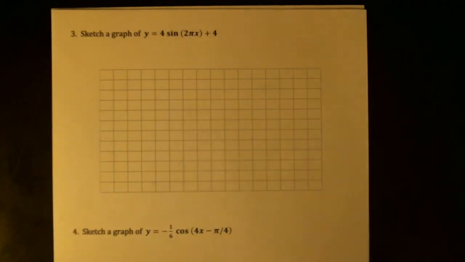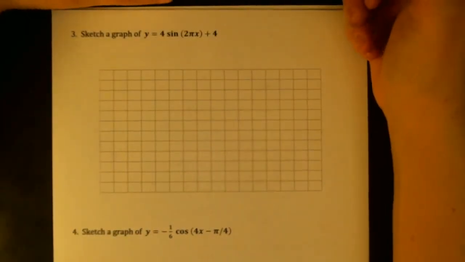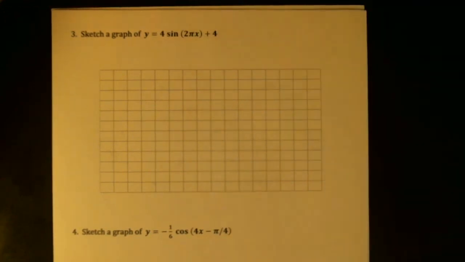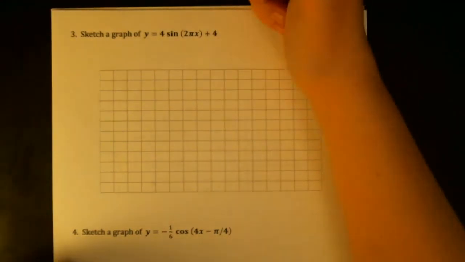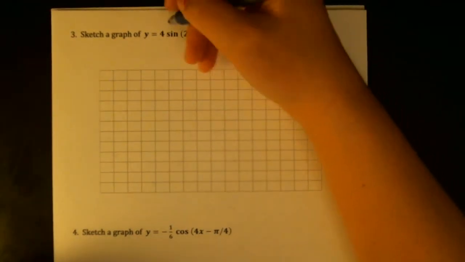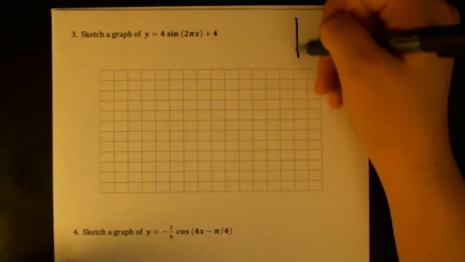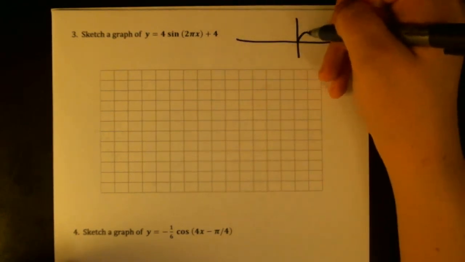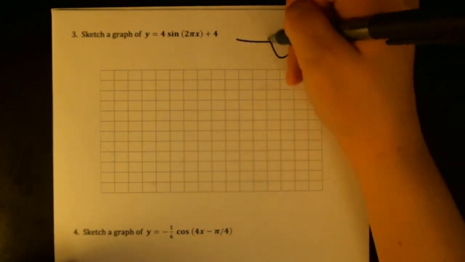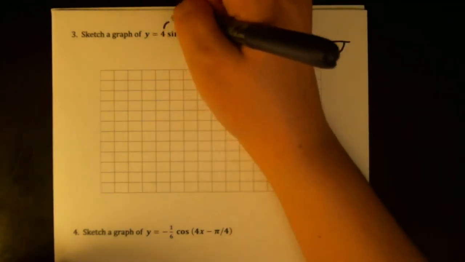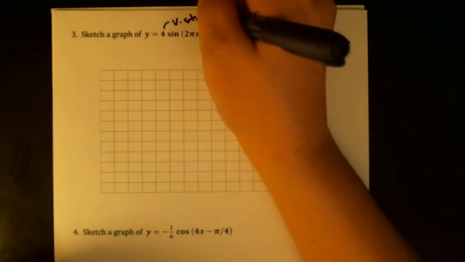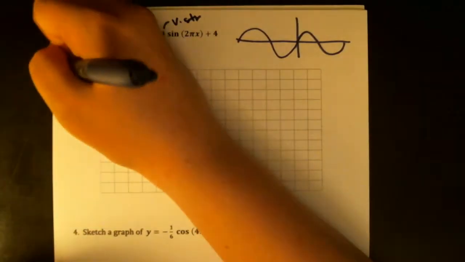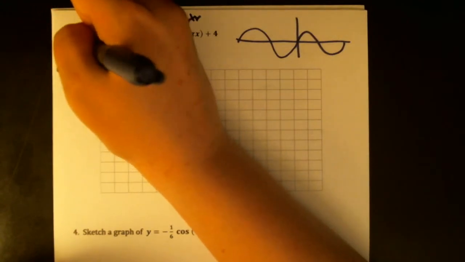Hi everyone, in this video I'd like to start working on slightly messier transformations of sine and cosine. So we'll have more transformations in the mix for starters. So this one I am imagining a sine wave, and I see a vertical stretch by 4, which means my amplitude will end up being 4.